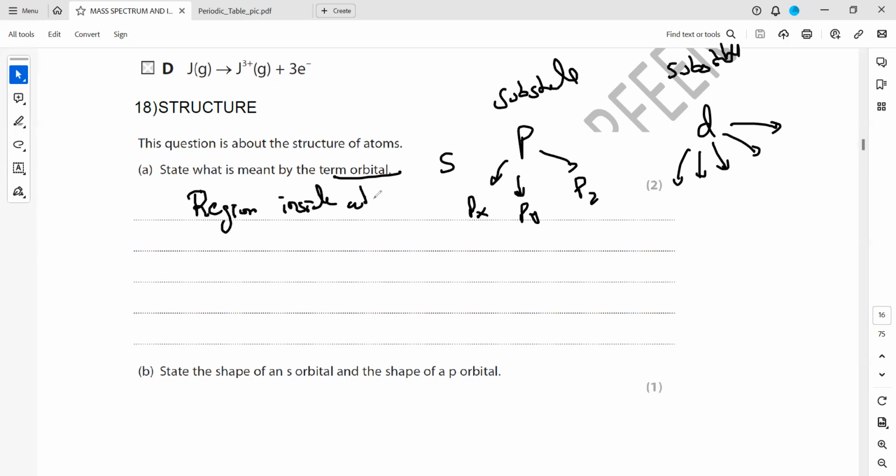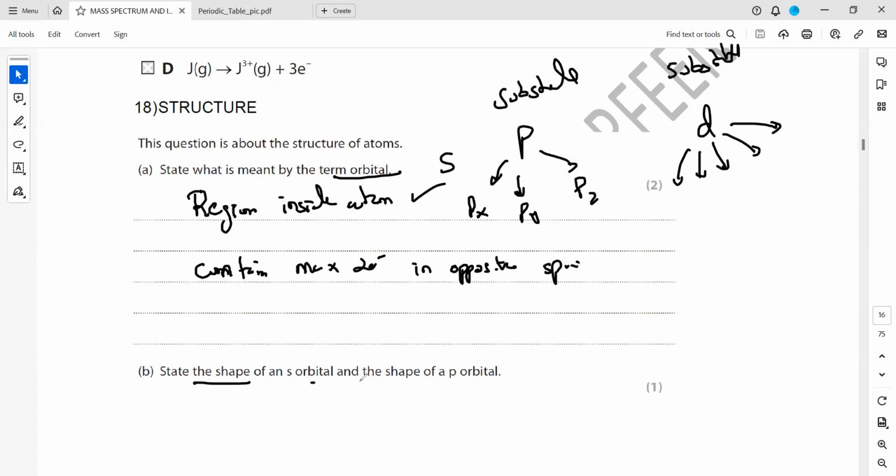When you say region inside an atom, you will score 1 mark. And the second part, it contains a maximum of 2 electrons in opposite spin. That is the second mark.